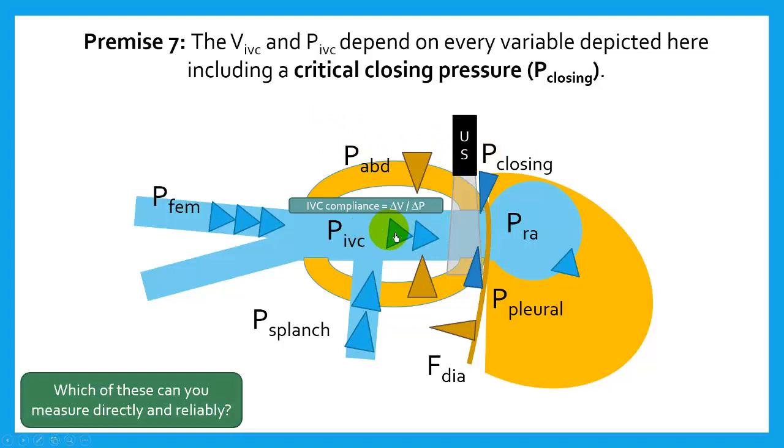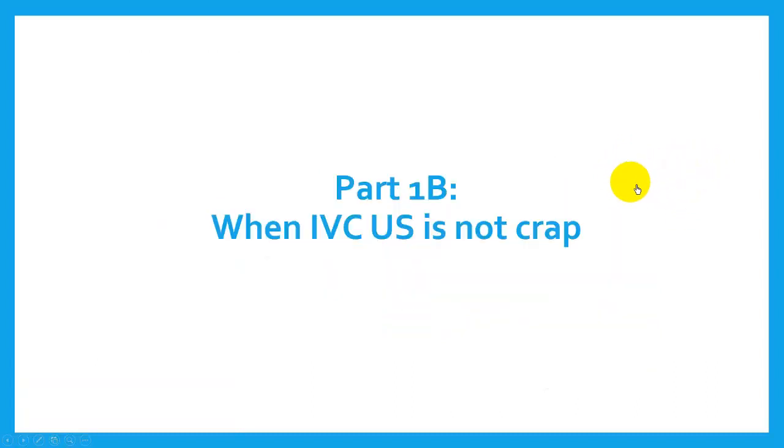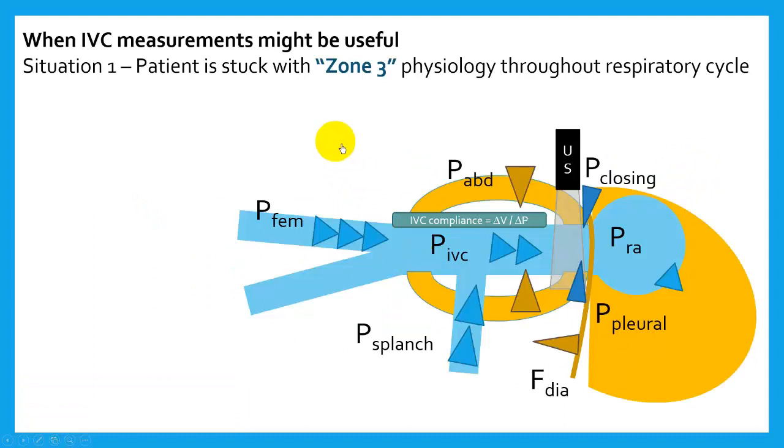We're not measuring IVC pressure directly. We have really no good way of measuring splanchnic venous pressure. Femoral venous pressure, I guess we could measure if we had a femoral line in, but that's not something we're routinely doing. And we don't necessarily know the closing pressure. So we can't really know all of these things. So that's why, in general, the IVC ultrasound is so limited in our critically ill patients. So if you've been using it for your volume responsiveness, you should recognize there are only a handful of scenarios in which it's helpful. And that's what we're going to talk about now, when the IVC ultrasound is actually not crap. So here are a few situations when it's not crap, when it actually might be useful.